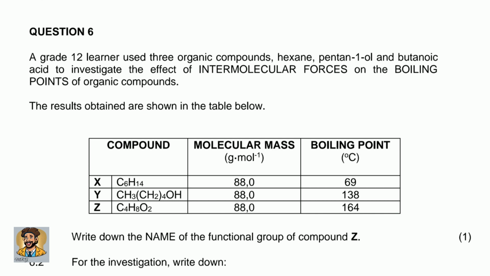Before we move on, we are going to identify the homologous series of each of the compounds. We have hexane first of all, and hexane is an alkane. We have pentan-1-ol, which is an alcohol. And finally, we have butanoic acid, which is a carboxylic acid.